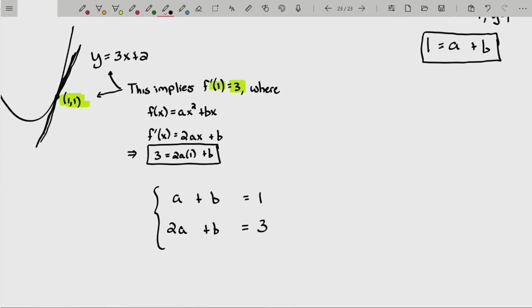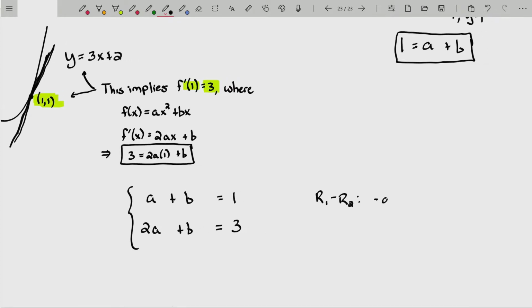And what I'll do is I'll just take row 1 and subtract off row 2. That will kill off the b values. So a minus 2a is a negative a, b minus b is 0, and 1 minus 3 is a negative 2, which implies that a is equal to 2. And finally, take that value and substitute it into either equation. I'm just going to substitute it into the first equation because it's much easier. And that would tell us that b is equal to negative 1. Let me just double check that. Yep, that's exactly what it tells me.